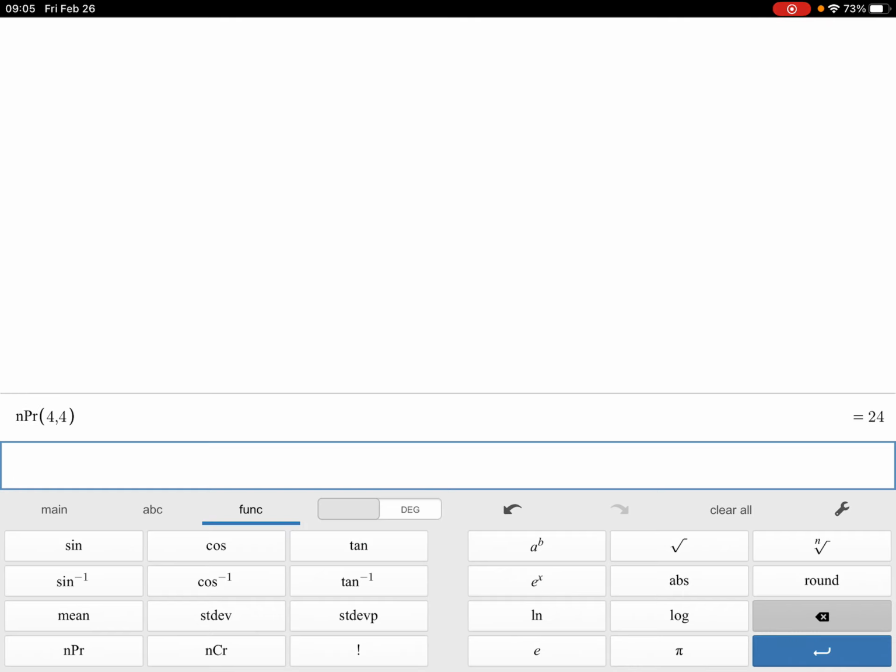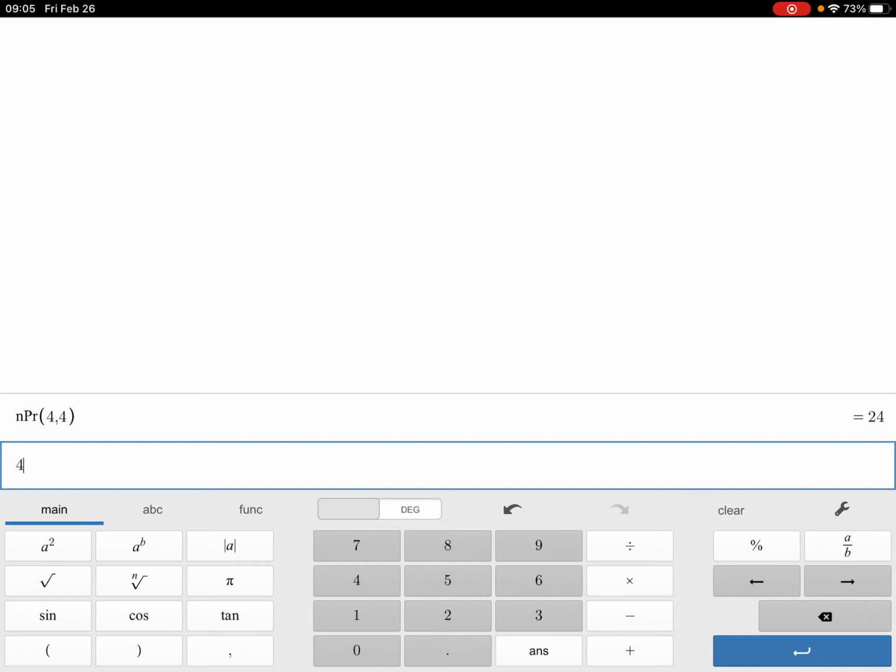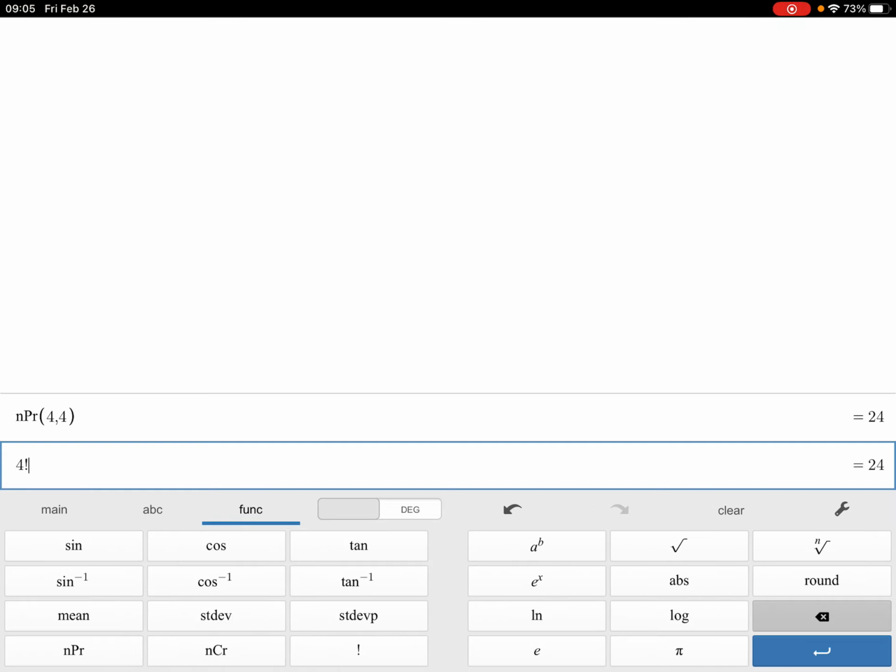Also notice that there is a factorial button. So if I do 4 factorial, I also get 24. So your calculator can be a big help here.